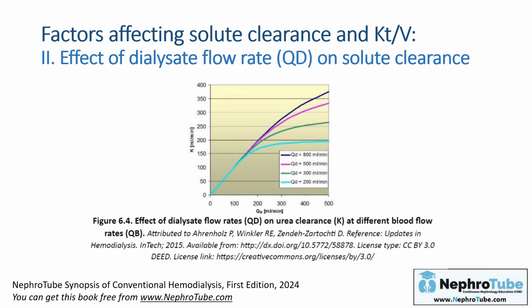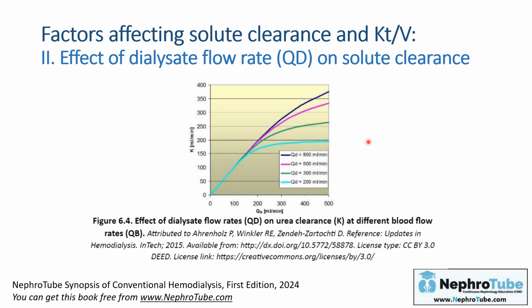The second point that may affect solute clearance is the dialysate flow rate. For sure, an increase in the dialysate flow rate will increase the clearance, but to what extent? This diagram shows the relation between blood flow rate again and the clearance. With increased blood flow rate, the clearance increases, but we have different lines with different colors depending on the dialysate flow rate. The blue line is if the dialysate flow rate is 800, and so on.